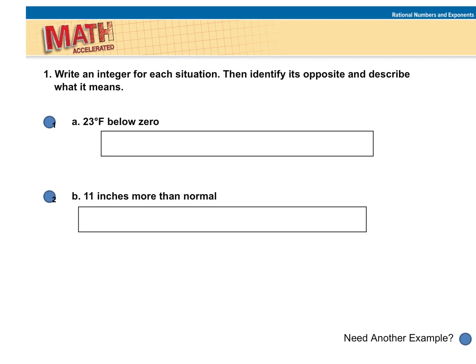Flip your papers over. We want to write an integer for each situation, and then we want to find its opposite. 23 degrees below 0. If it means below, Cooper, should it be positive or negative? Negative, because it says below. Good. So we need -23. What is the opposite of -23? Positive 23. Good.